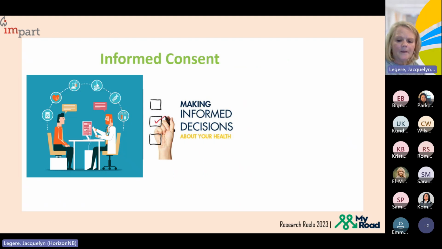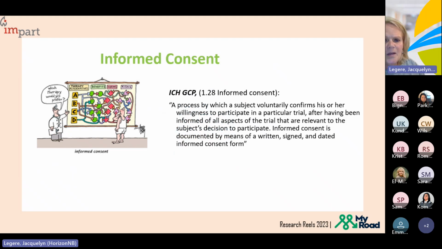Informed consent is a big one. GCP says it's a process by which participants voluntarily confirm his or her willingness to participate in a trial. They have to be informed of all aspects of the study that are relevant to their decision to participate. And informed consent is documented by means of written, signed, and dated informed consent. And there are some alterations to that, which we will talk about.